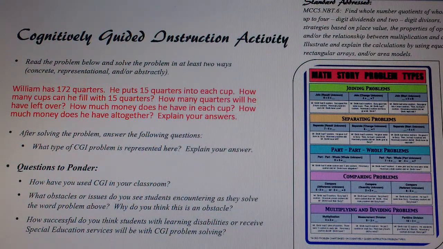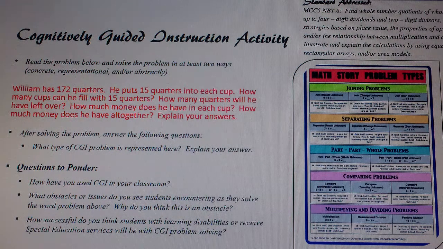Now, when we think about that, initially we know that we're supposed to divide, but it's not so much that we need to know that we need to divide, but we need to know the type of division problem that is being represented here. So I'm asking my students to determine what type of CGI problem is represented here, and they need to be able to explain their answer. They need to know how many quarters will be left over and how much money does William have in each cup. How much money does William have altogether, and be able to explain.